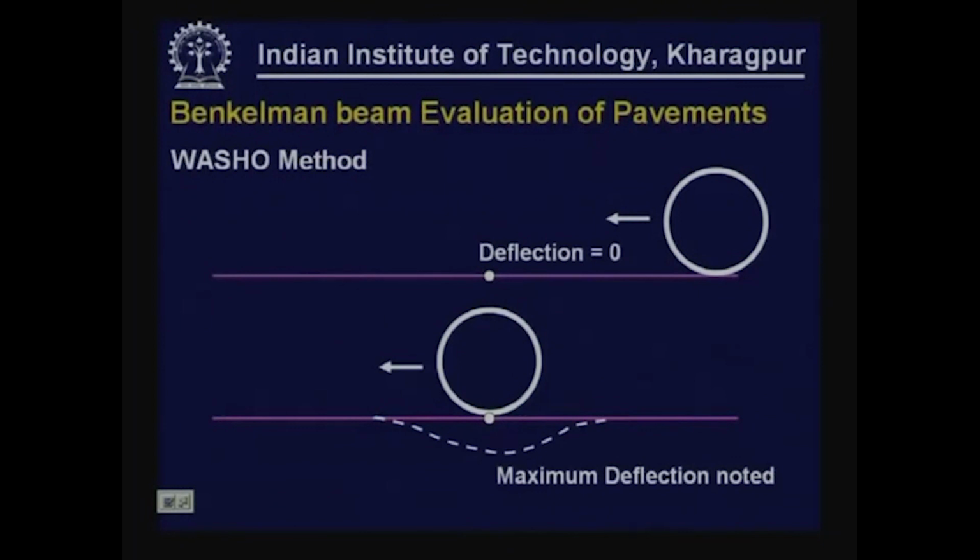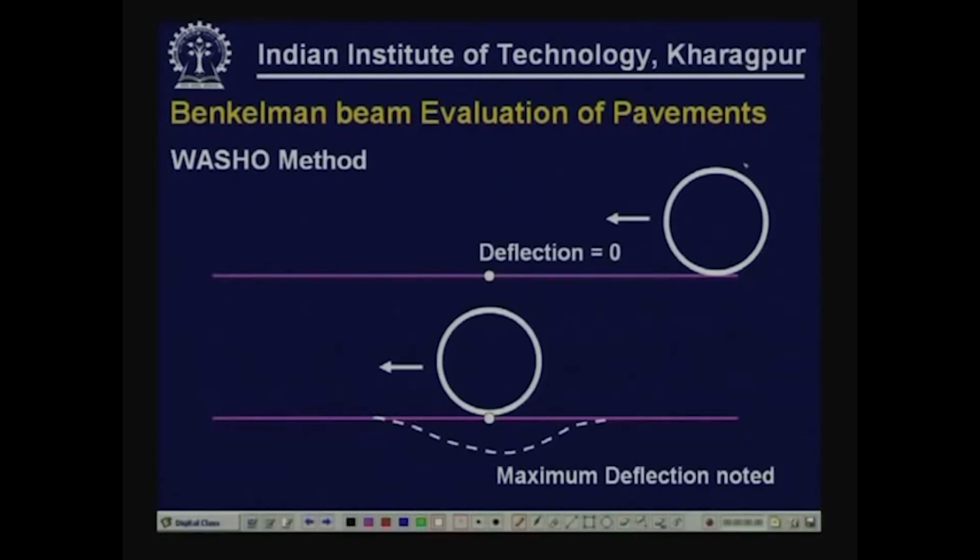The Washout method of measuring deflection using a Benkelman beam is depicted here. In this case, initially the load is away, and the probe point of the beam is kept here. So, we measure the corresponding deflection. As the wheel load gradually moves forward and is directly above the point, that is when we are expected to get the maximum deflection.